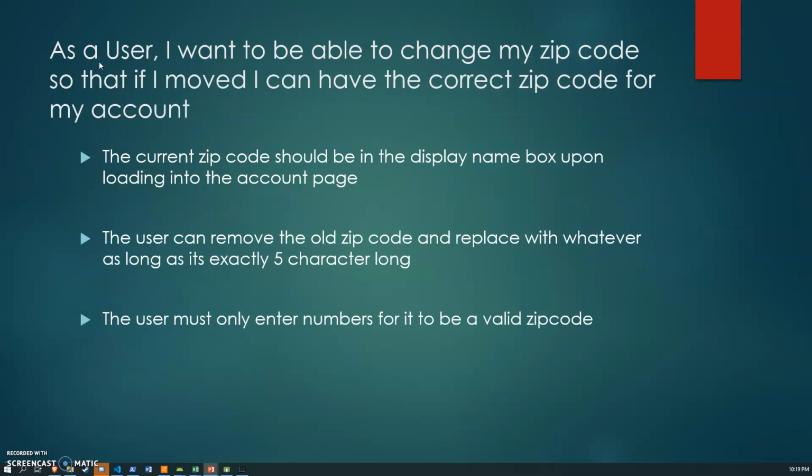As a user, I want to be able to change my zip code so that if I've moved, I can have the correct zip code for my account. The current zip code should be in the display box upon loading into the account page. The user can remove the old zip code and replace it with whatever as long as it's exactly 5 characters long. The user must only enter numbers for it to be a valid zip code.